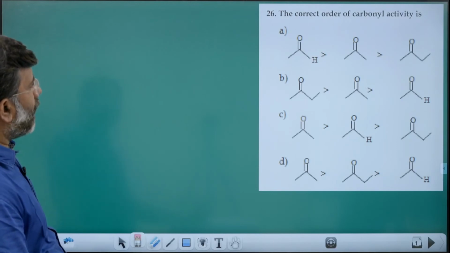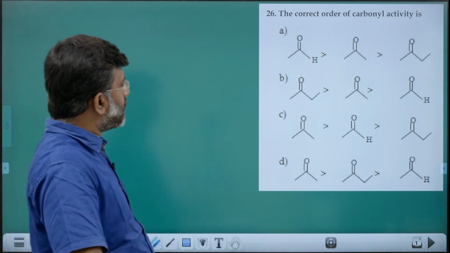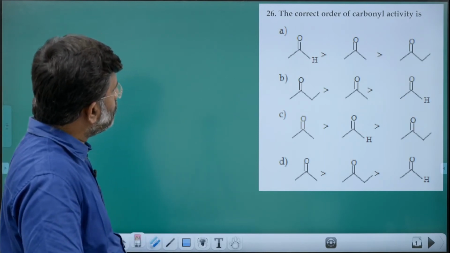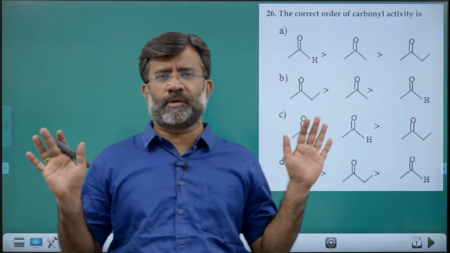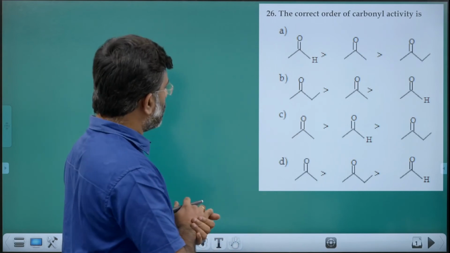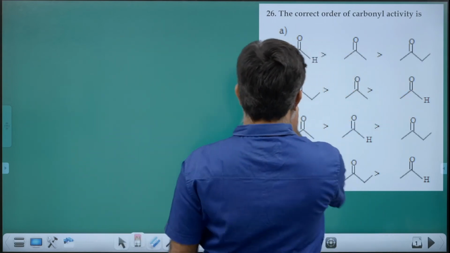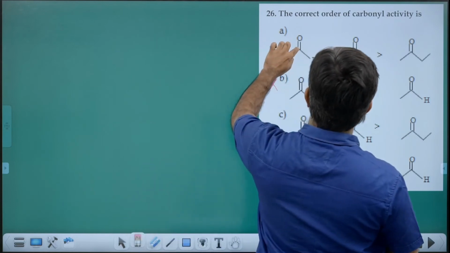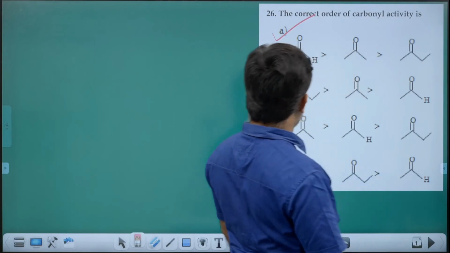Correct order of carbonyl activity. See, aldehydes are more reactive than ketones. All of you know, aldehydes are more reactive than ketones. This is a ketone, and aldehyde minimum. Wrong. This is aldehyde, ketone. Option A is correct.